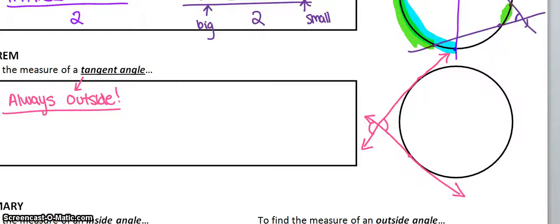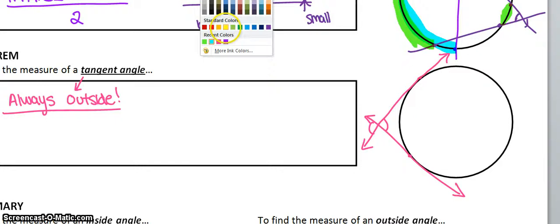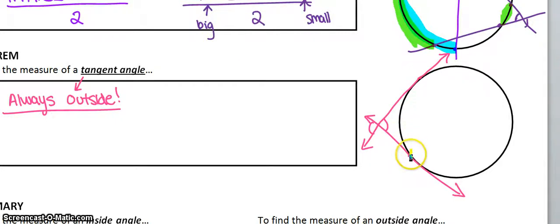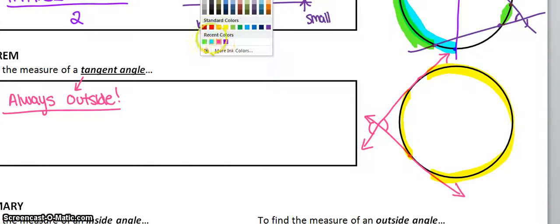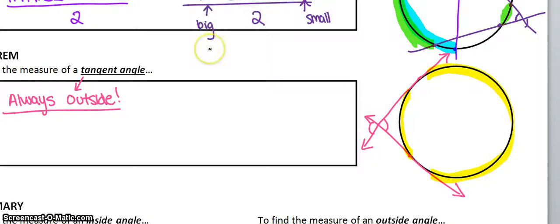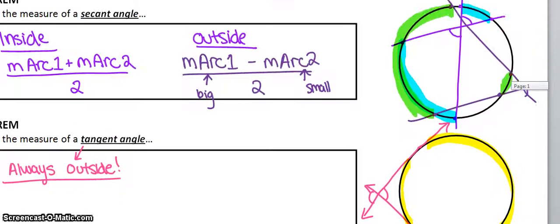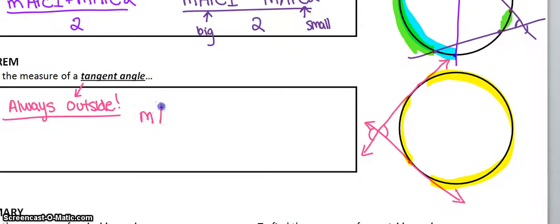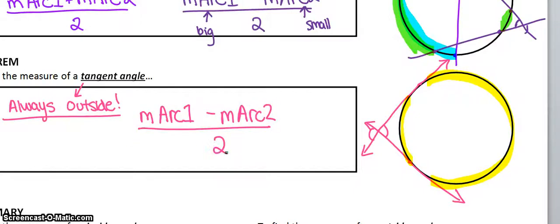And a tangent angle, similar to an outside secant angle, is going to have two arcs that it intercepts. So if you look at this point on the tangent line, here's one of its arcs. But if we look at the other side of that point, it's got another intercepted arc over here. So it's also got a big arc and a small arc. So a tangent angle, because they're always outside, is calculated the same way as an outside secant angle. You're going to take the measure of arc 1, which has to be the bigger arc, subtract the measure of arc 2, which has to be the smaller arc, and divide it by 2.